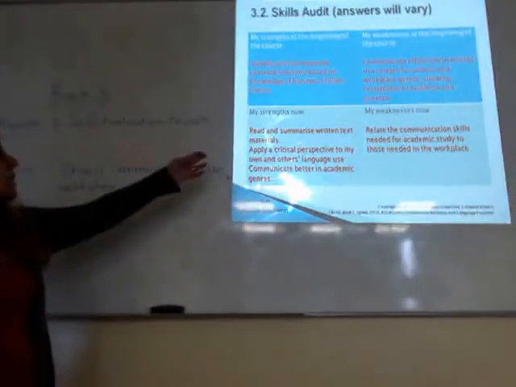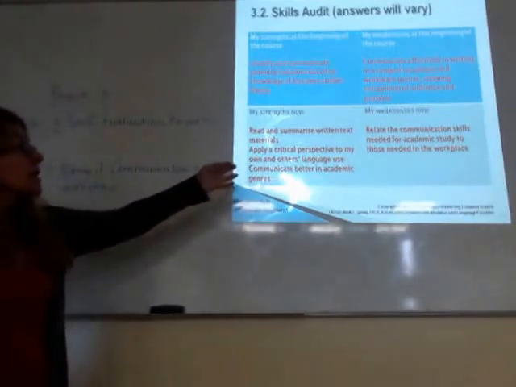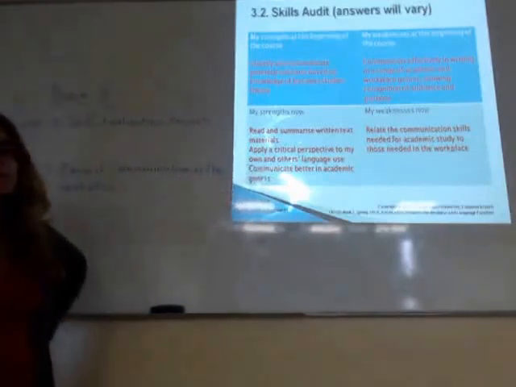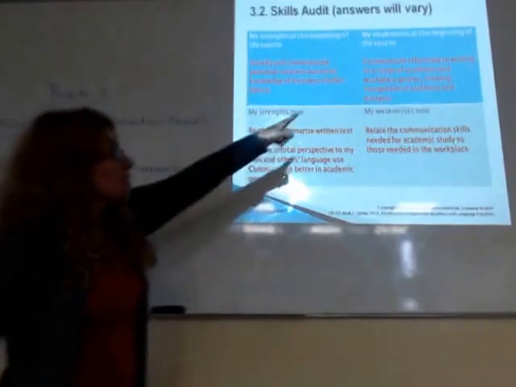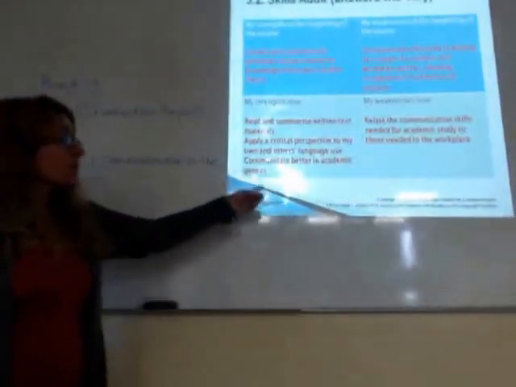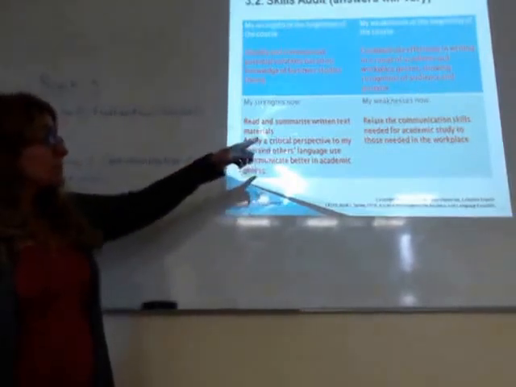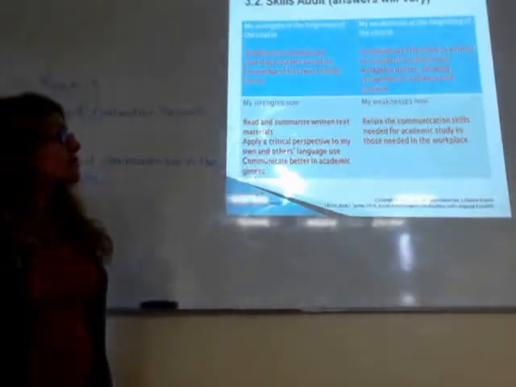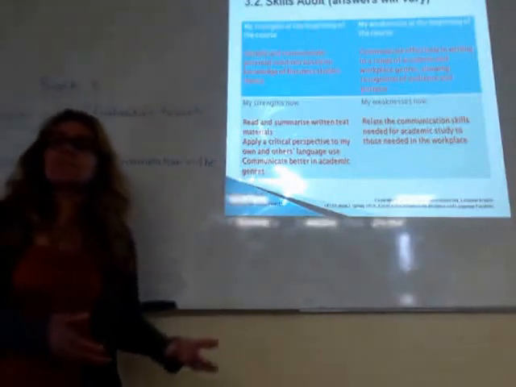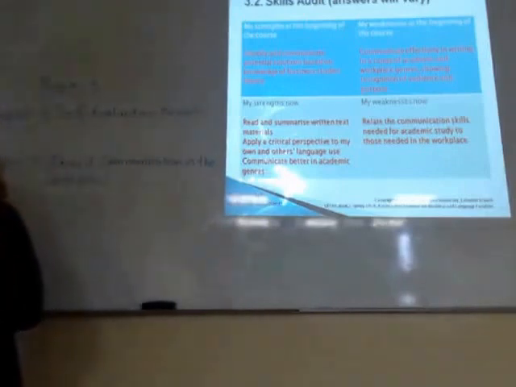The student here now knows how to read and summarize written text materials. He can apply a critical perspective to my own and others' language use, communicate better in academic genres, which means that one of the weaknesses he had turned into a strength. The weaknesses he still has, the weaknesses he was not able to overcome: relate the communication skills needed for academic study to those needed in the workplace. Meaning he doesn't know how to transfer what he studied in the books to the workplace.